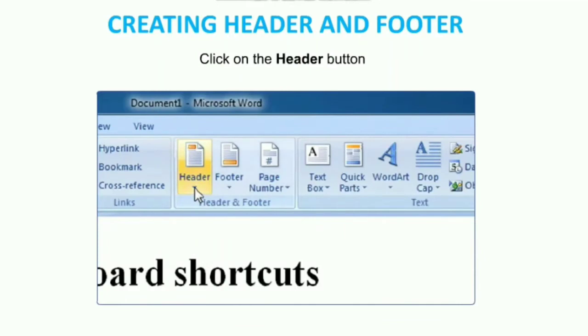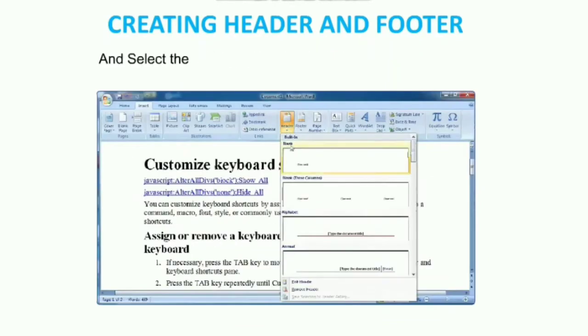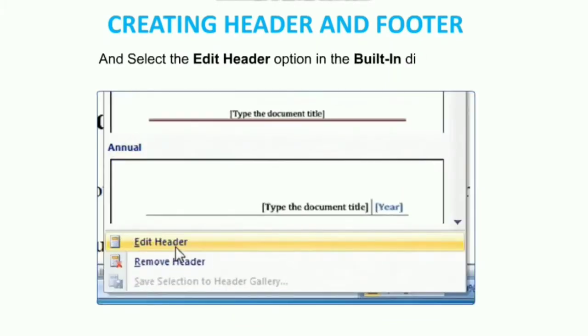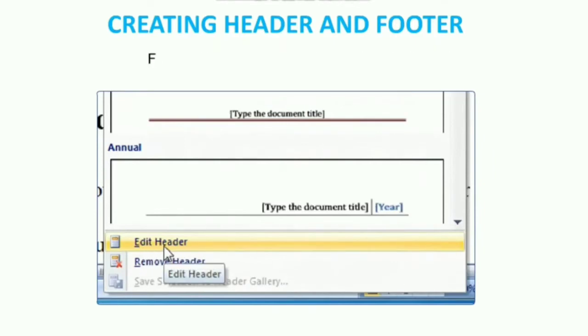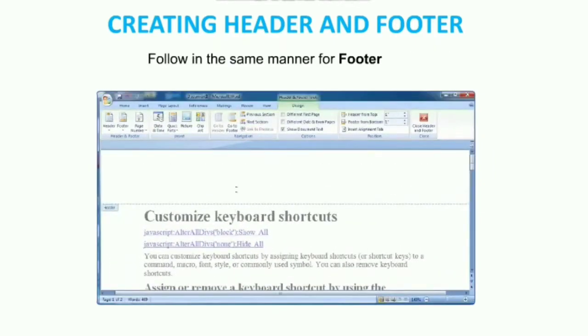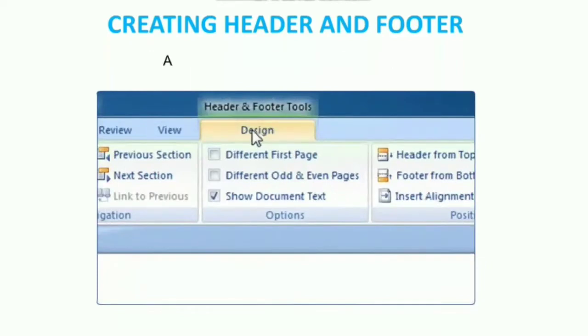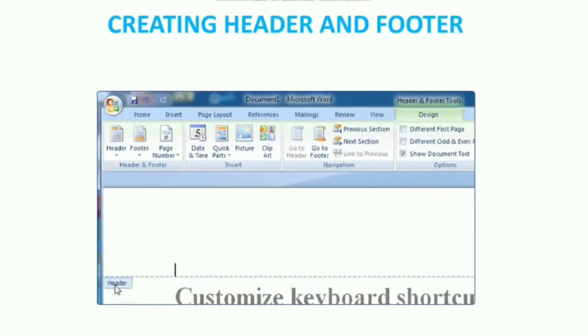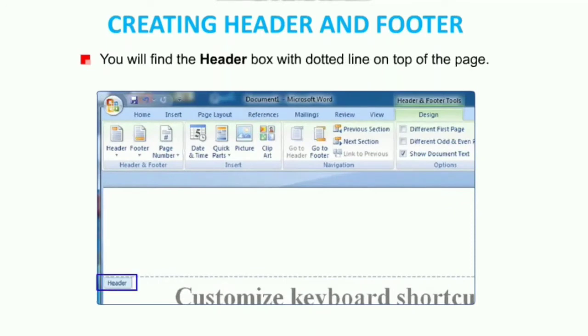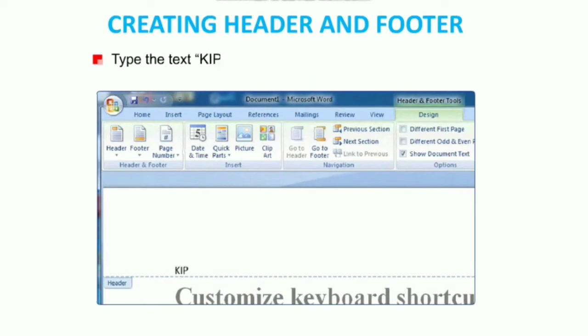Click on the Header button and select the Edit Header option in the built-in dialog box. Follow in the same manner for the Footer option. A Design tab will appear on the ribbon. You will find the header box with a dotted line on top of the page. Type the text Kipps Publishing World on the left side.